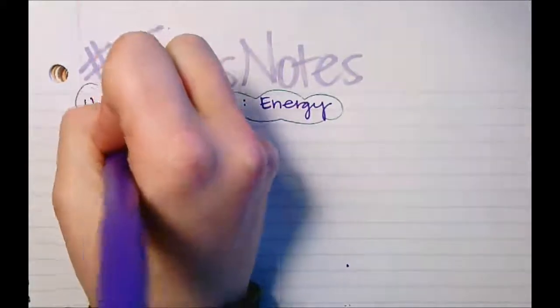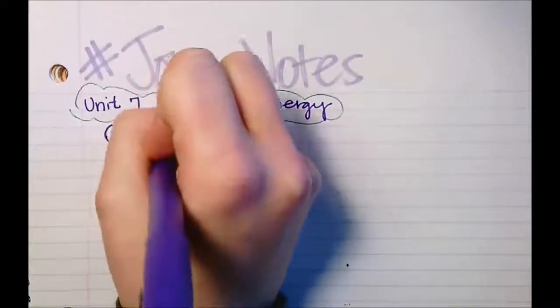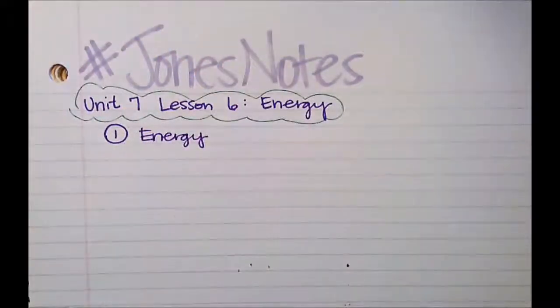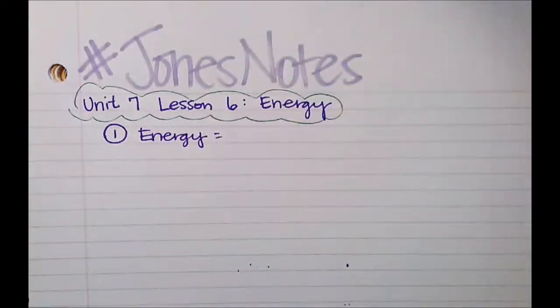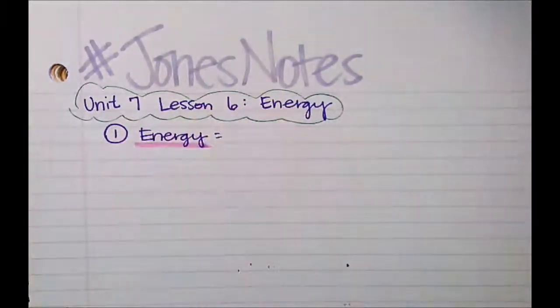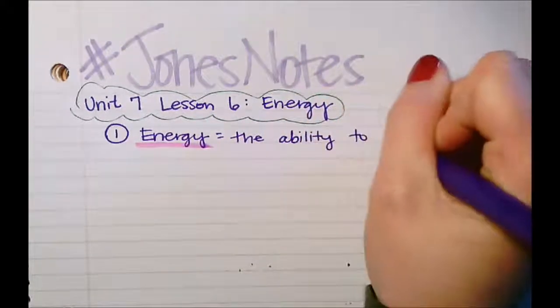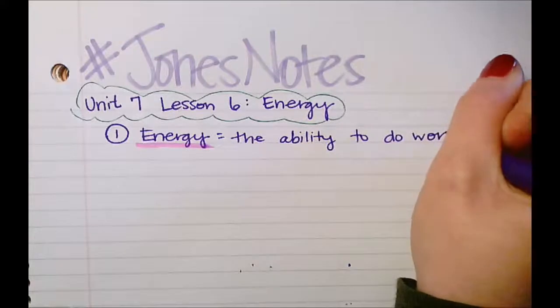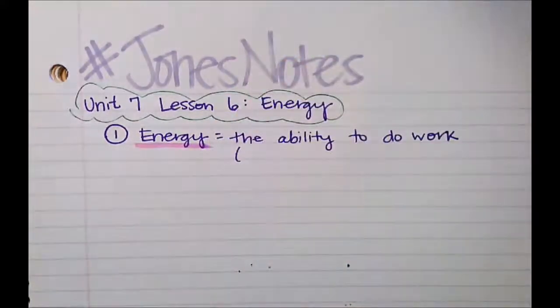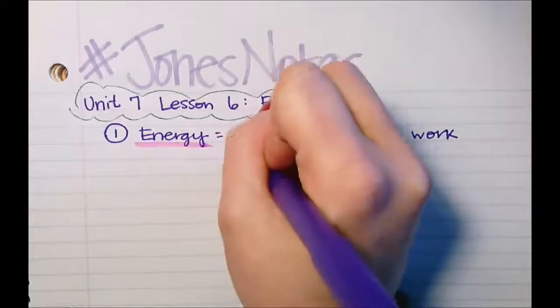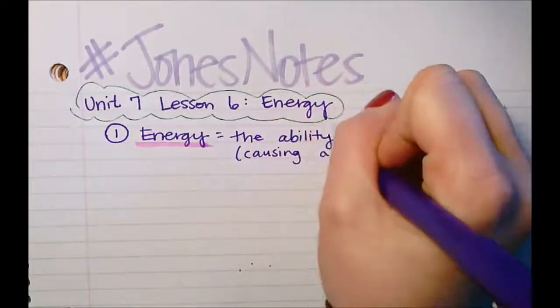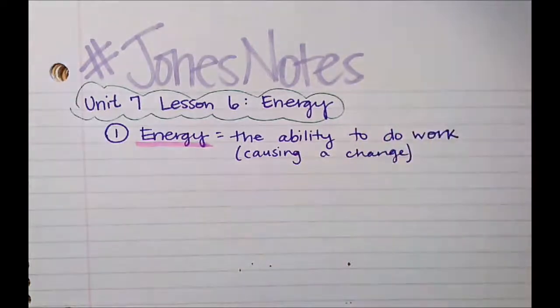So, part 1, we're going to define energy. Energy is a vocab word, so I'm going to underline it in my highlighter. Energy is the ability to do work. The ability to do work is basically causing something to change. So causing a change in its position or its speed, that is what energy is.